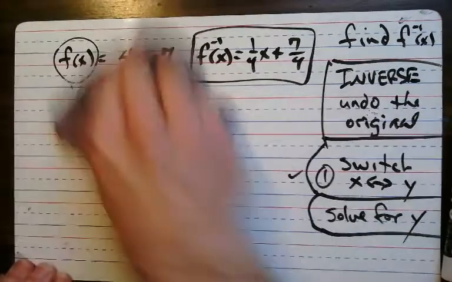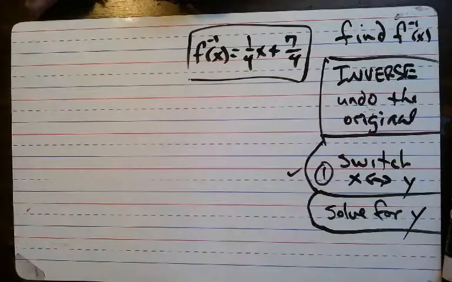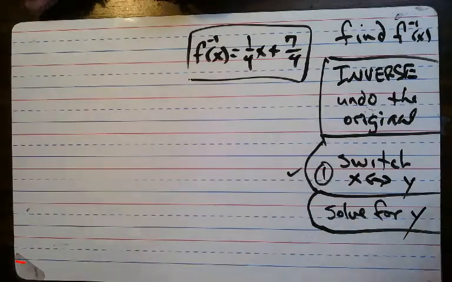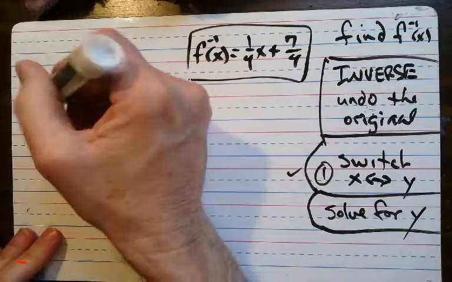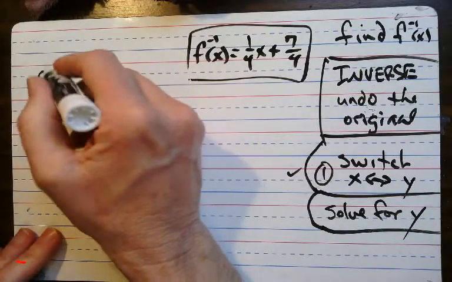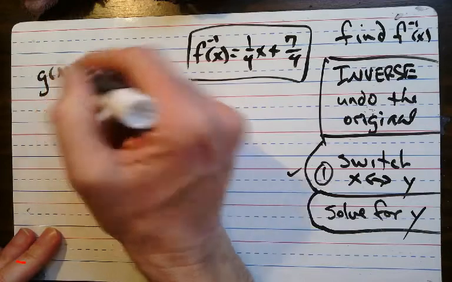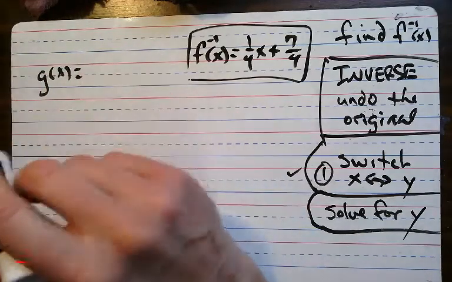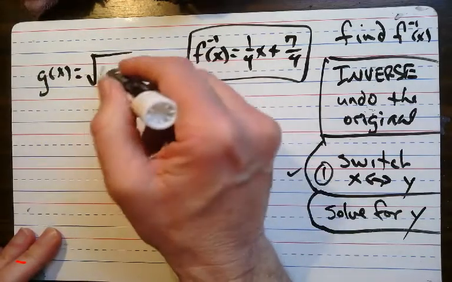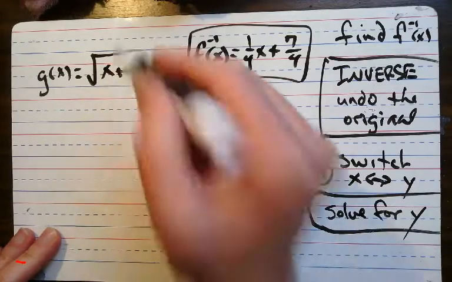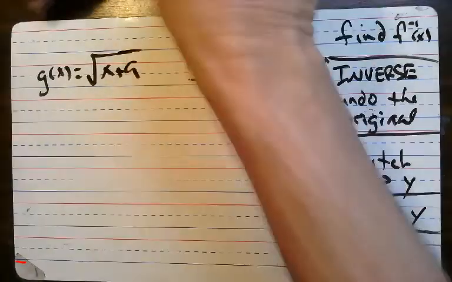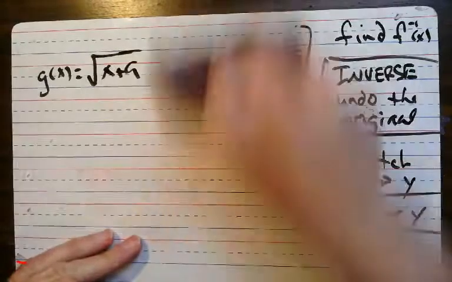So let's do another one. A tricky one. Something more fun. All right, so how about one like this? Let's say g of x is the square root of x plus 9. Oh no, the square root of x plus 9. What are we going to do?